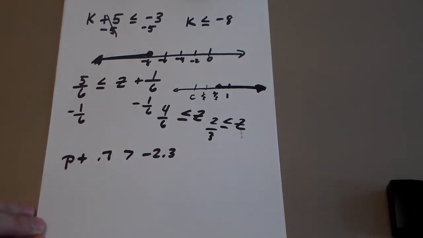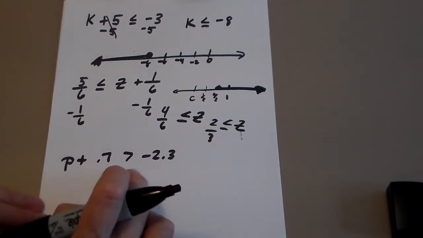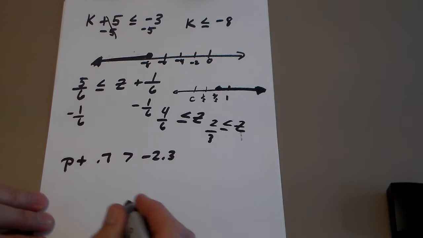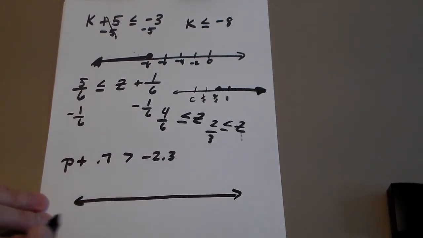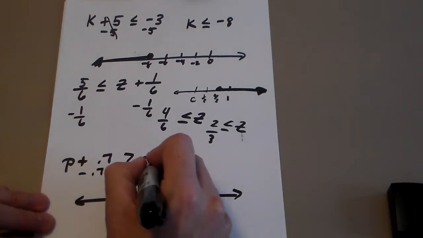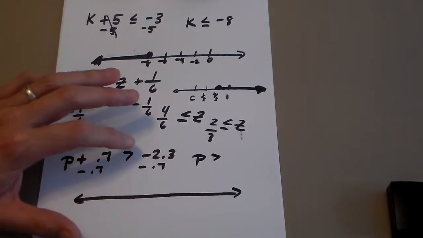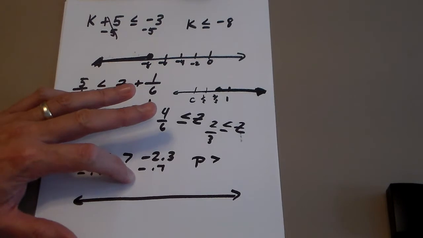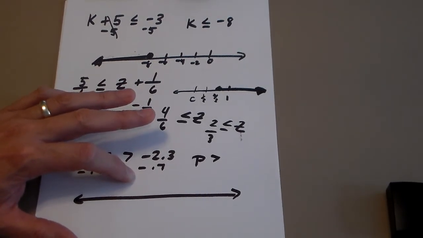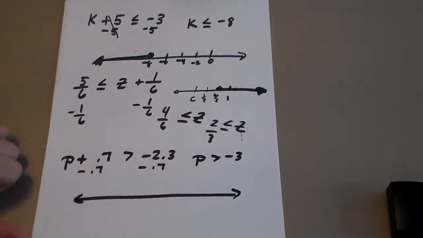All right, let's look at this bottom one. It says P plus 0.7 is greater than negative 2.3. So we go down here, and I'm going to have to go minus 0.7, minus 0.7. P is greater than, again, you lose 2.30 and you lose 70 cents. When you combine that, we're going to get negative 3. So P is greater than negative 3.